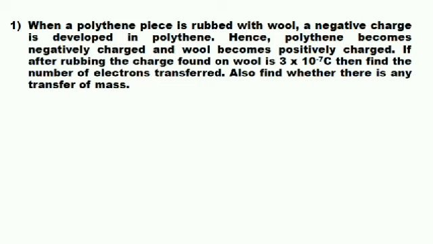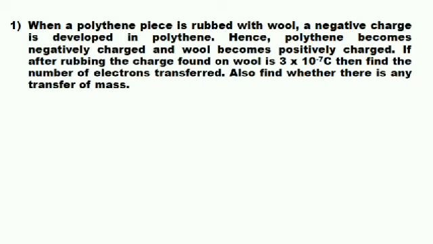So, when a polythene piece is wrapped with wool, a negative charge is developed in polythene. That means the polythene accepts electrons and wool loses electrons. So polythene becomes negative and wool becomes positively charged. After rubbing, the charge inside the wool is given, that is 3 into 10 raised to minus 7. We need to find how many electrons are transferred. So this number of electrons based questions will be mainly from the quantization section.